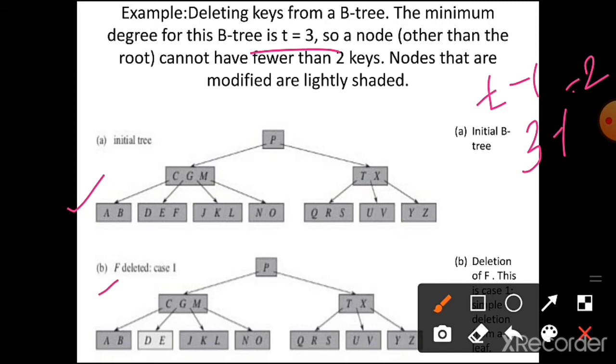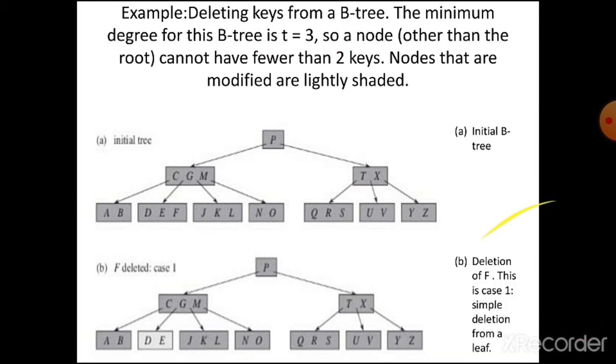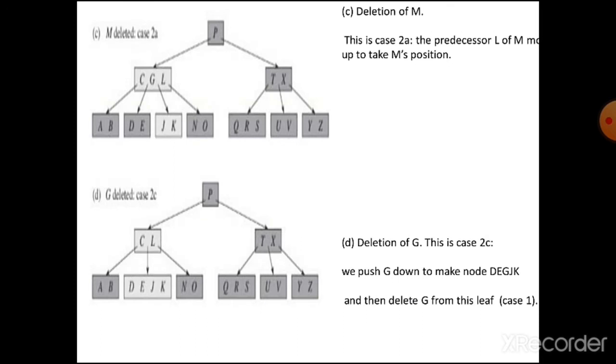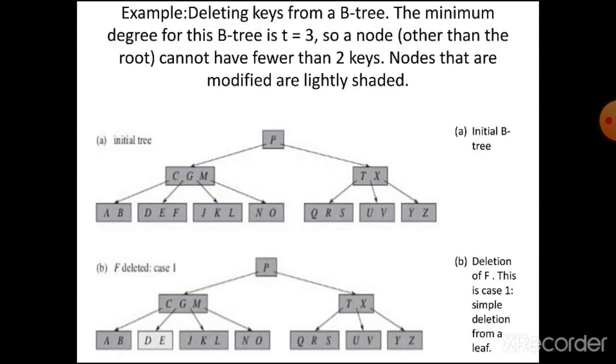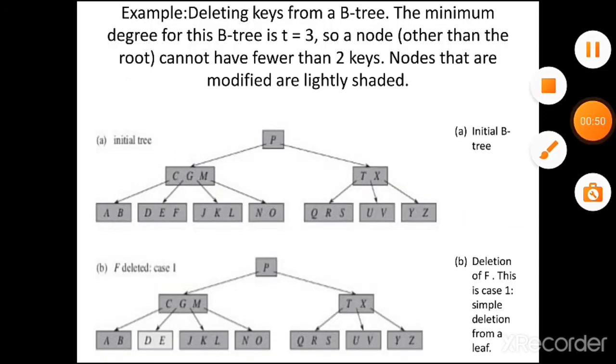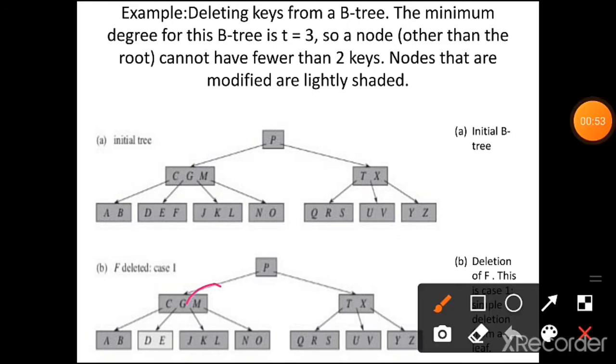So f is contained in the leaf node. So it is case 1. We can directly delete f from the tree. So we directly remove f from this tree. Next we need to remove m. Delete m. Here when we delete m, m is not a leaf node, it is an internal node.